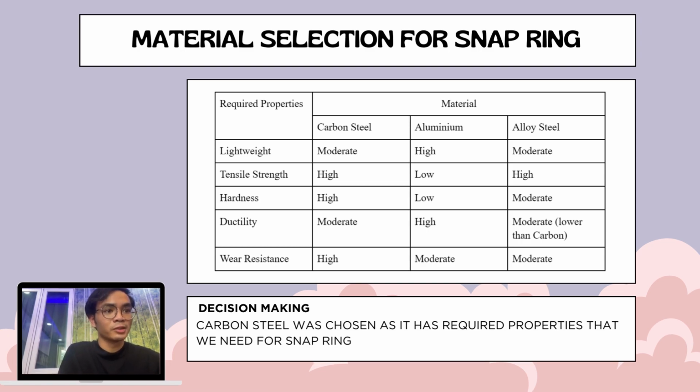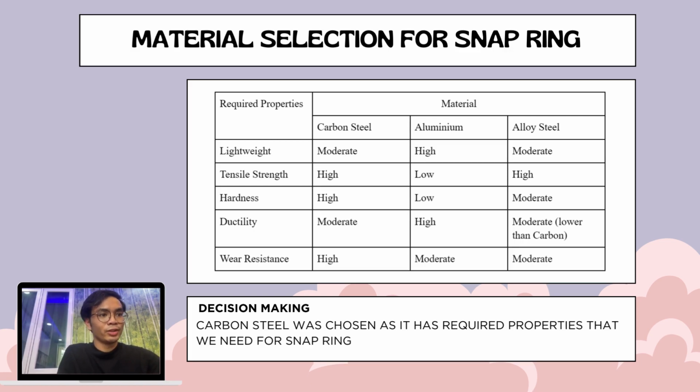So the first one is carbon steel, which has moderate lightweight, high tensile strength, high hardness, moderate ductility, and also high wear resistance. For the second one, we have aluminum, which has high lightweight, low tensile strength, low hardness, high ductility, and moderate wear resistance. And the last one, we have alloy steel, which has moderate lightweight, high tensile strength, moderate hardness, moderate ductility, and moderate wear resistance.